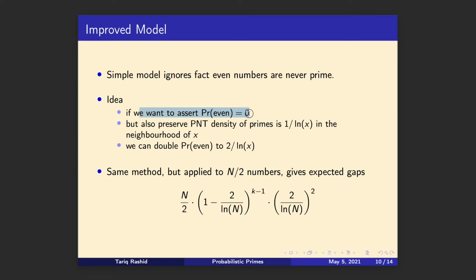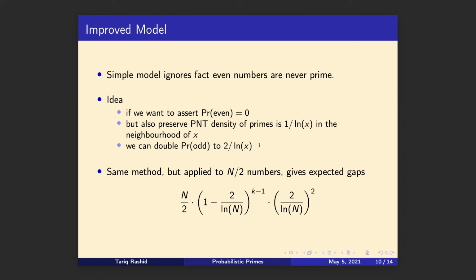If we want to assert that for every even number the probability of it being prime is 0, but at the same time we want to preserve the prime number theorem, which says the density of primes is 1 over log x around the neighbourhood of x, then if you want both of those to be true, we have to shift the probability that would have been on the even numbers onto the odd ones. I'll correct that, that should say odd. There you go, corrected it, magic. So we're shifting that probability that would have been carried by the even numbers onto the odd numbers, so we can double it, so that overall the density of 1 over log x, which is more of a global statistic, is preserved. So that's a simple thing we can do.